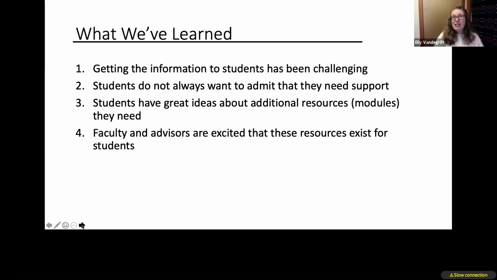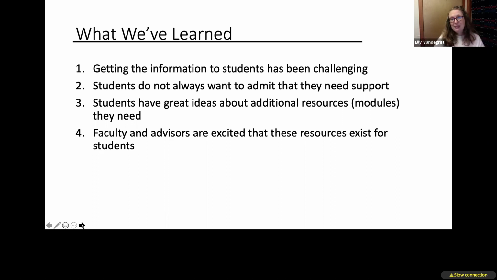The third thing that we've discovered is students have great ideas about other things they want to see here. They want more about how to interact with their faculty. They want more about how to work in a group. And they want more about mental health resources so that if they are looking for something, they have one place to go. Now, some of those resources exist in other places at the university, but they're not all in one site.